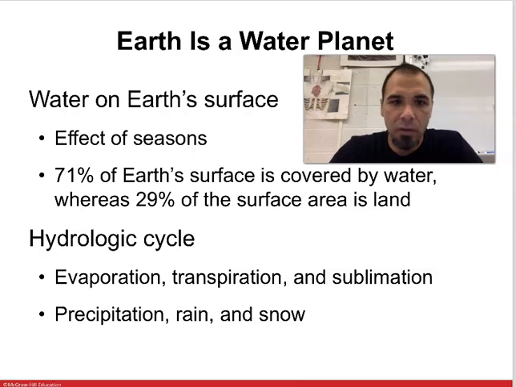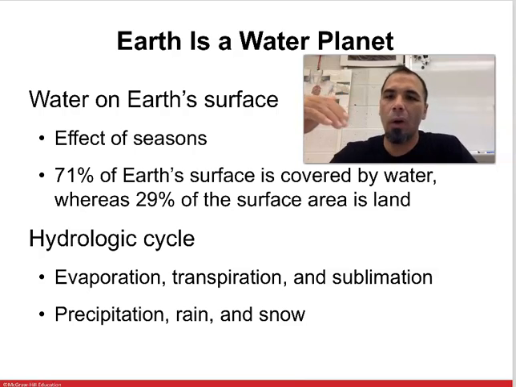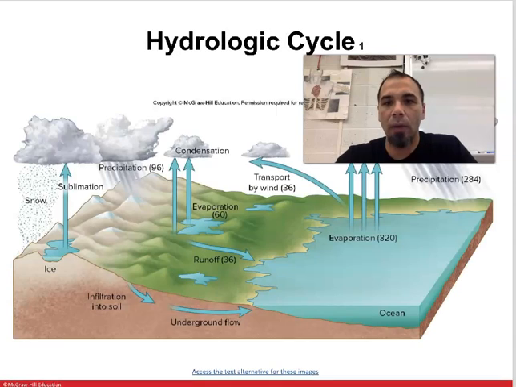So water on Earth's surface, 71% of Earth's surface, again, covered by water. Most of that water being in the southern hemisphere. 29% of the surface is land, which is found in the northern hemisphere. So we talk about the water cycle or hydrologic cycle: evaporation, transpiration, sublimation, precipitation, rain, snow. You guys have learned about these before. I'm not going to hammer away at the water cycle. But there it is. There's your hydrologic cycle. And so we'll talk more about this.